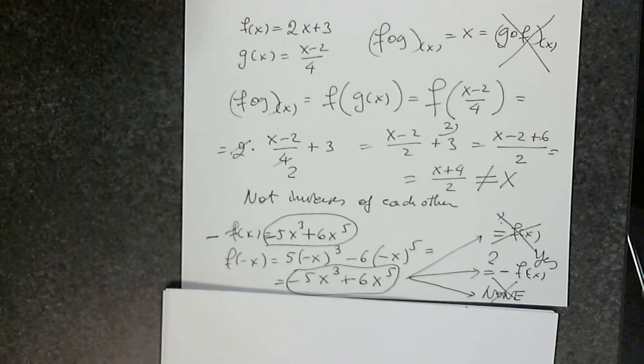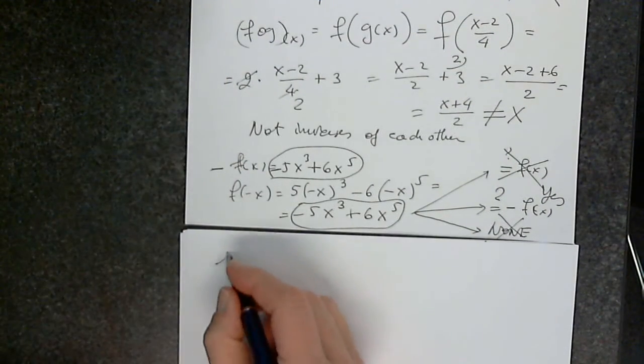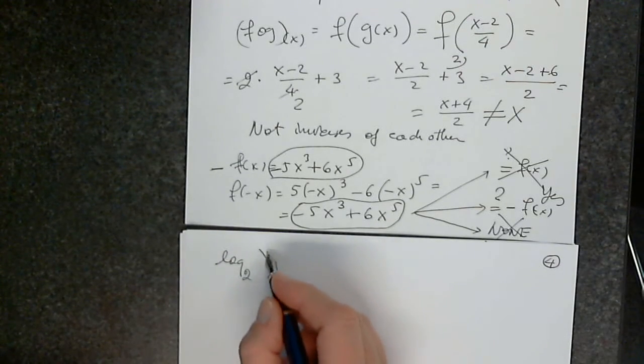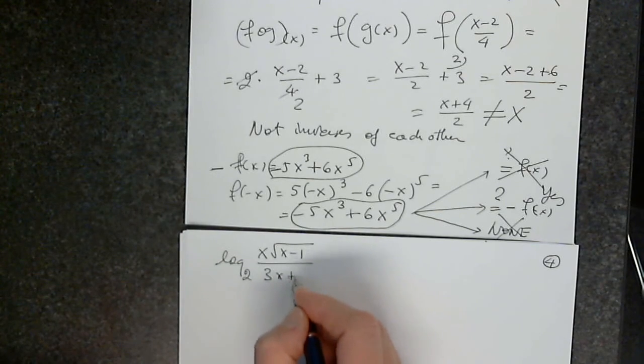Expand the following expression using the properties of log. Log of a ratio, log of a product, and log of a power. Can we do that one? Of course. Log base 2 of x, the square root of x minus 1, divided by 3x plus 4.